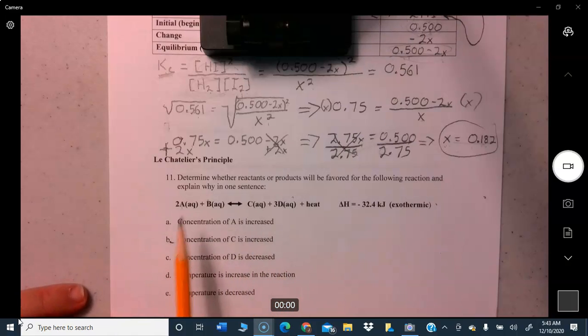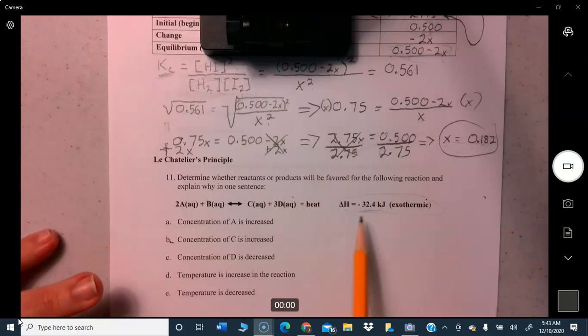So here's a generic reaction of 2A plus B produces C plus 3D. And we're going to just assume that this is an exothermic reaction, meaning that heat comes out of it. That means delta H, if you remember back to thermochemistry, equals a negative number, in this case negative 32.4 kilojoules.